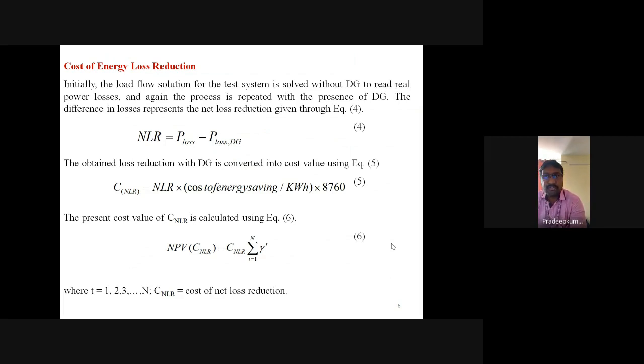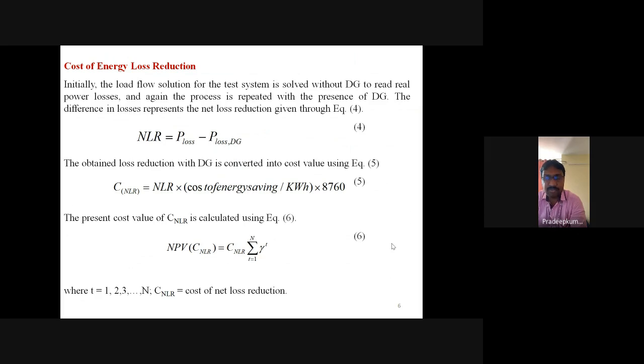Initially, the load flow solution for the test system is solved without DG to get real power loss, and again the process is repeated with the presence of DG. The difference in losses represents the net loss reduction in equation 4. That is NLR, net loss reduction is equal to P loss minus loss due to DG. The obtained loss reduction with the DG is converted into cost value in equation 5. That is, cost of net loss reduction is equal to net loss reduction into cost of energy saving per kilowatt hour multiplied by 8,760 hours.